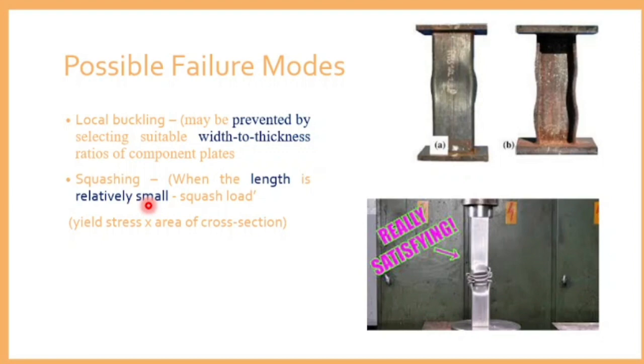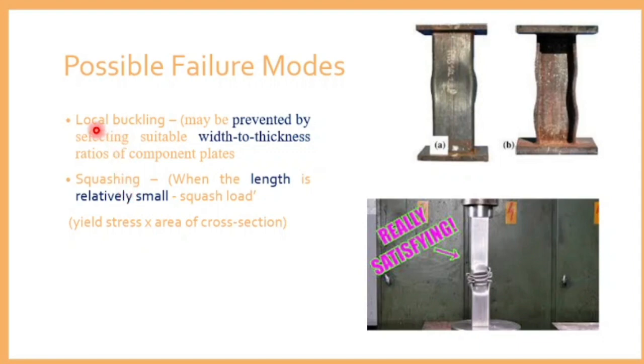Why? Because it is a short column. If you make a long one and try to crush it, it will not squash, it will buckle, it will bend. So this is the second mode of failure called squashing. This is only possible at relatively small length. If your length is small when compared to cross section, that is a short column, it is possible. How to find the load? Yield stress into cross sectional area. This is the formula to find squashing load.